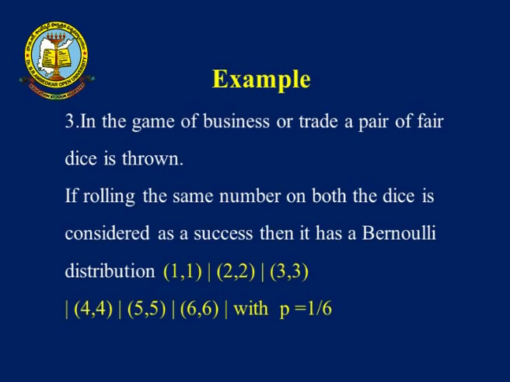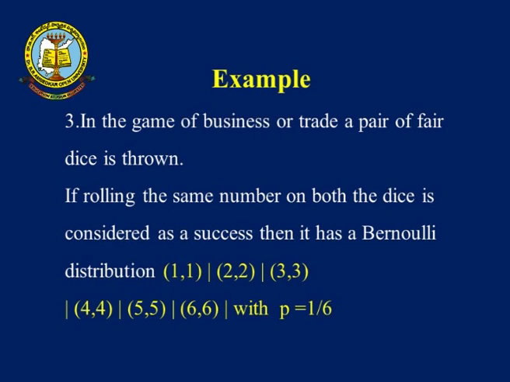And what about the failure? We know that Q equal to 1 minus P. Here the P value is 1 by 6, so 1 minus 1 by 6 is 5 by 6. Here we have to check the probability properties. Probability of x is greater than or equal to 0, and total probability is 1. So, P equal to 1 by 6 plus Q equal to 5 by 6: 5 plus 1 is 6, and 6 by 6 is 1.